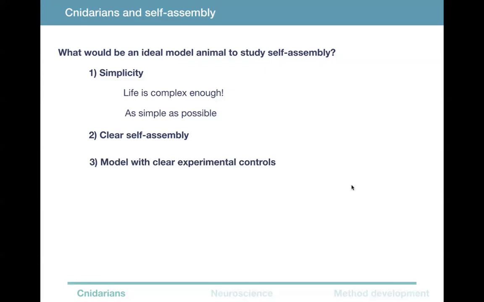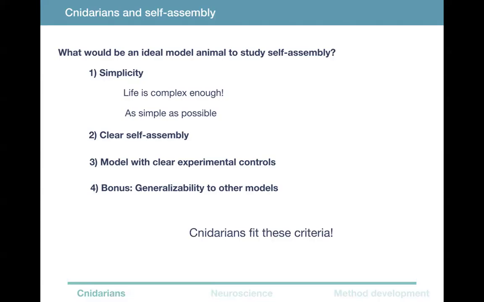You'd like a model with very clean and clear experimental controls, which for a biological system means something that has nice transgenic lines, and you can do knock-ins and knockouts and CRISPR and all these fancy techniques. And as a bonus, if it's something that's generalizable to other models, that's even better. What I'd like to convince you of today is that Cnidarians fit all of these criteria extremely well.